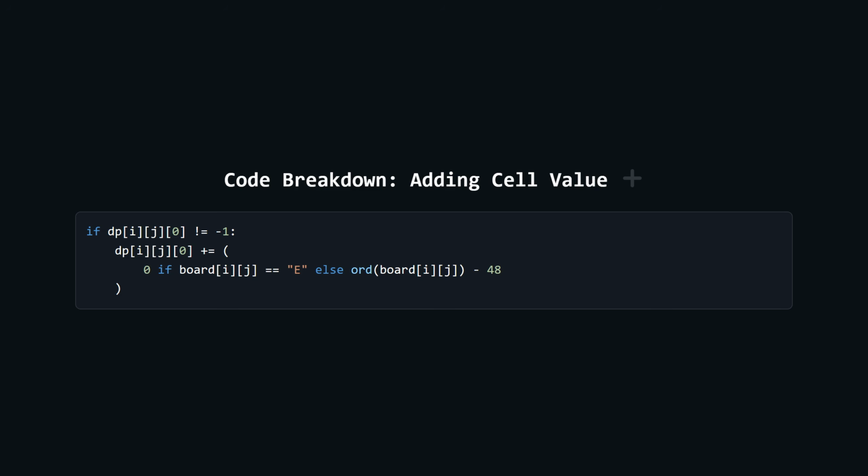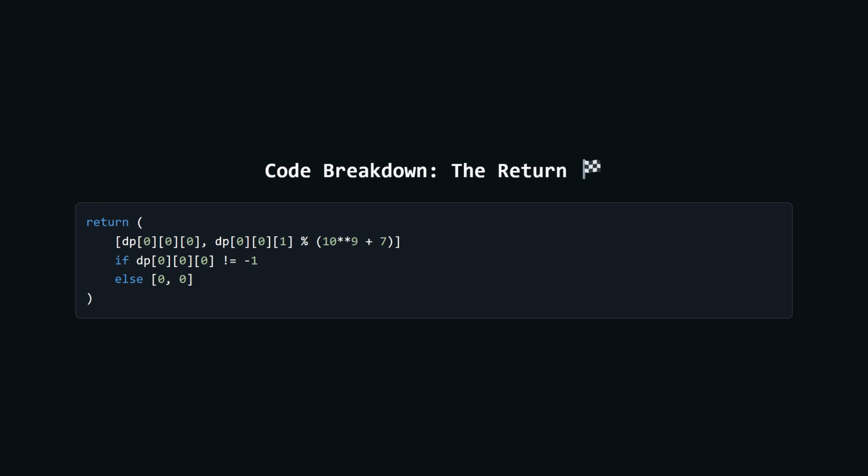Back in the main loop, if our current cell is actually reachable, we add its physical number to our total score. We convert the character to an integer by subtracting 48, which is the character code for 0. Finally, we return the target cell at row 0, column 0. We make sure to modulo the path count by 10 to the power of 9 plus 7. And if the score is still -1, we know it was blocked, so we return 0, 0.